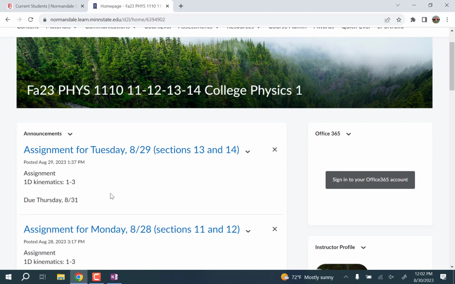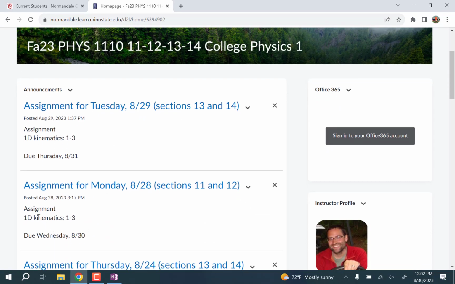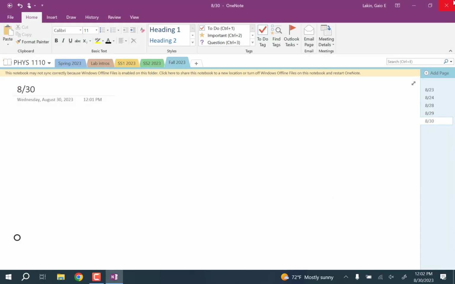Okay, so the assignment that I gave on Monday was just numbers 1 through 3. Any of those questions anybody would like to see? Okay. So we talked about what position is and sketching position versus time graphs. So now we need to talk about what velocity and acceleration are.